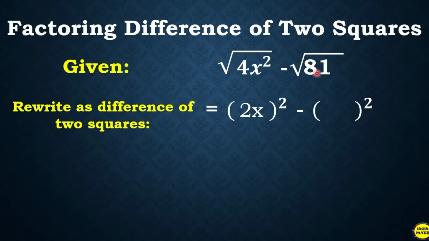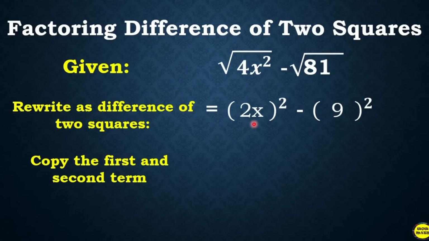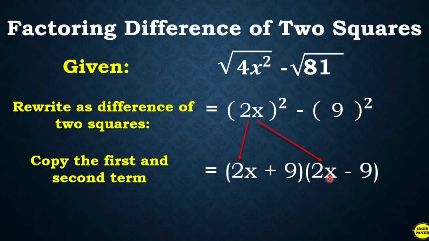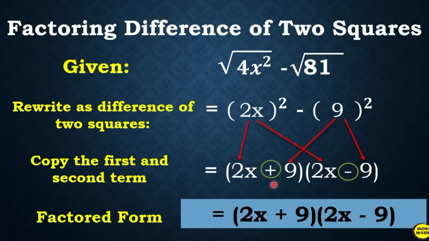Next, what is the square root of 81? So, 81 is 9 kasi 9 times 9 is 81. So, nakuha na natin yung first at yung second. Ito lalagay natin sa unahan. Okay, copy the first and second term. So, lagay natin siya sa unahan. Lagay natin to sa second term natin. And then, do not forget, it should be plus and minus. Okay? So, therefore, the factored form is 2x plus 9 and 2x minus 9.